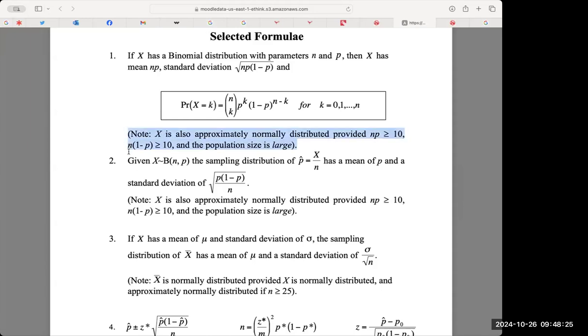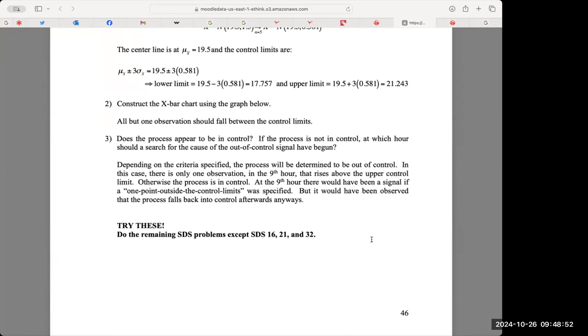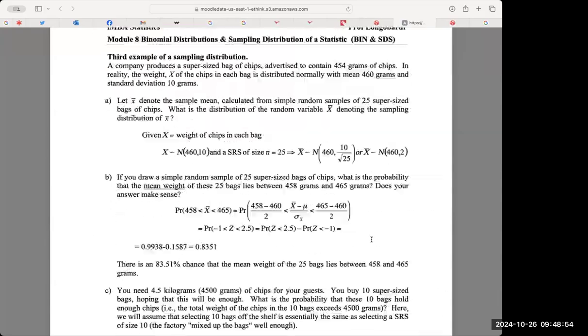So this is what I want to talk about next, this bracket. In this bracket, we make a point. X is also approximately normally distributed provided n times p is greater than or equal to 10, and n times (1 minus p) is greater than or equal to 10, and the population size is large. Okay, so what am I talking about here? I'm going to scroll back.